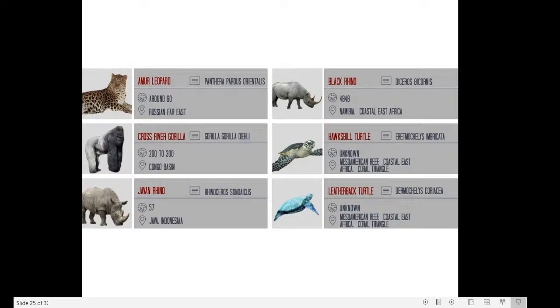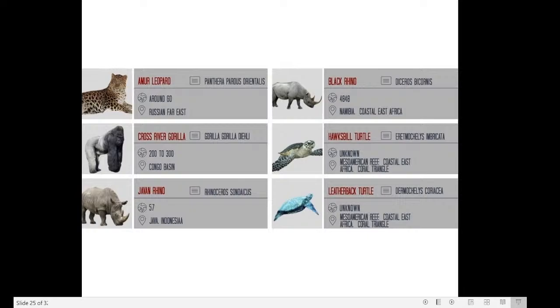Some rare species, these are all the rare species, okay. So endangered species, I think it's not visible to you. If you can't see this, I'll send the PPT because this is data from a government website, so I can't edit it. Okay, the Amur leopard, only around 60 are present in the world, in the Russian Far East. It's a very low count.